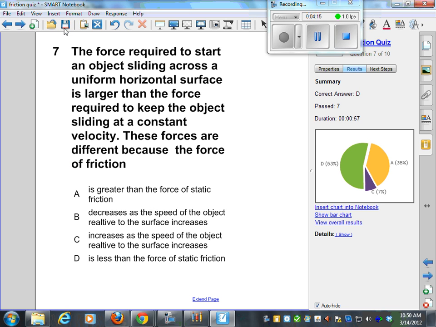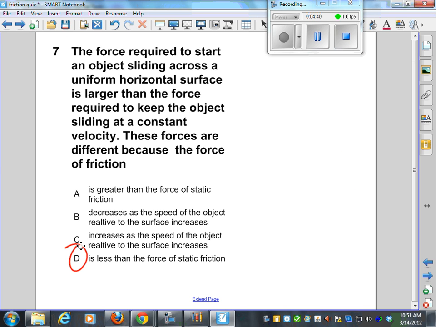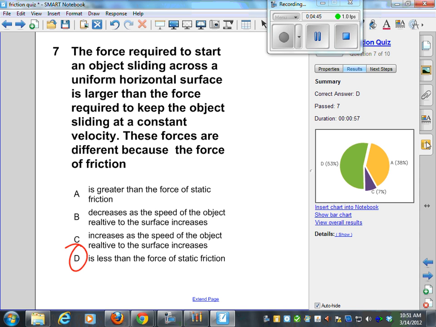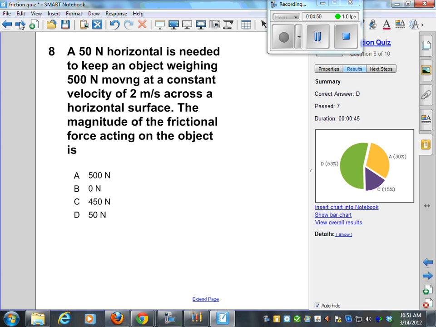The force required to start an object sliding across a uniform horizontal surface is larger than the force required to keep the object sliding at a constant velocity. These forces are different because the force of kinetic friction is less than the force of static friction, right? How come? Because kinetic friction is less than static friction. D. Didn't do so well there. This one, also not so good.